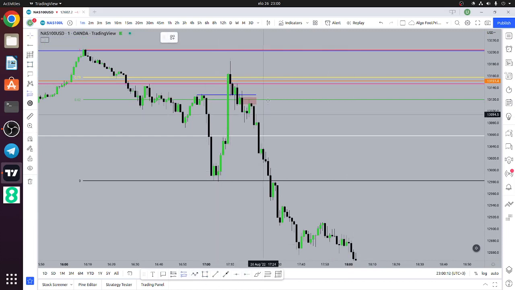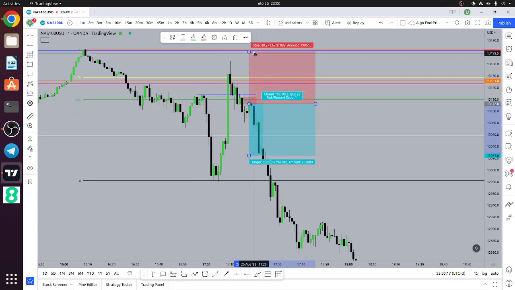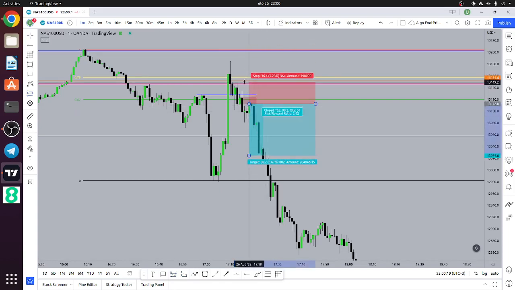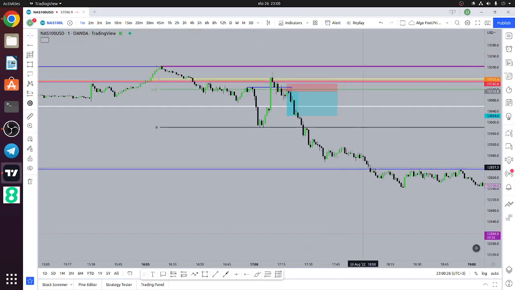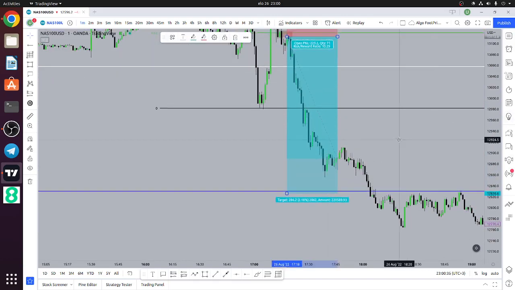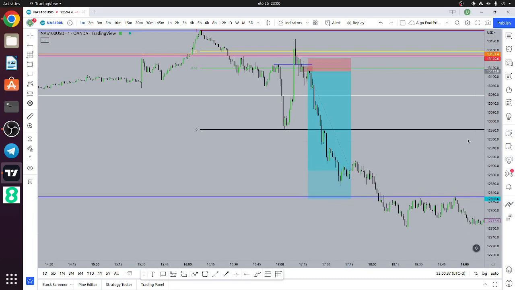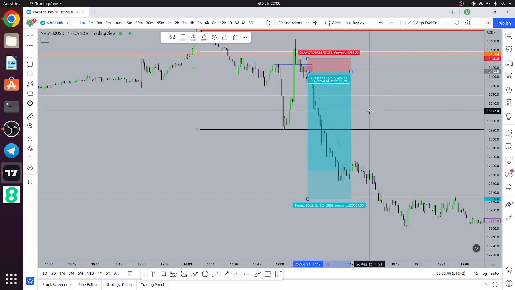if you saw the picture that I posted, I entered here and my stop loss was above this horizontal line, and my target was on this blue horizontal line. If you remember, this is what I posted right here, and I had an easy 1:10.